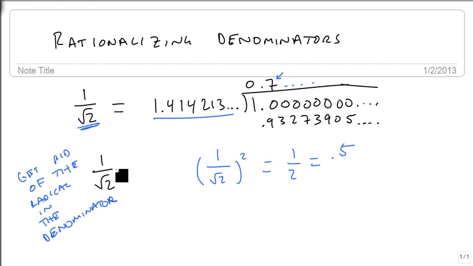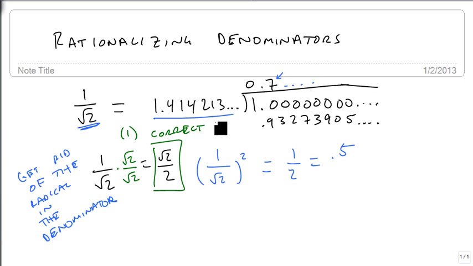Instead, what we want to do is multiply it by itself. If I do the same thing on top as I do on bottom, then I'm really multiplying by 1, and when I multiply by 1, I keep the number the same. So 1 times the square root of 2 is the square root of 2. The square root of 2 times the square root of 2 is 2. And here's my correct answer right here. This is correct, because I no longer have that radical on the bottom.